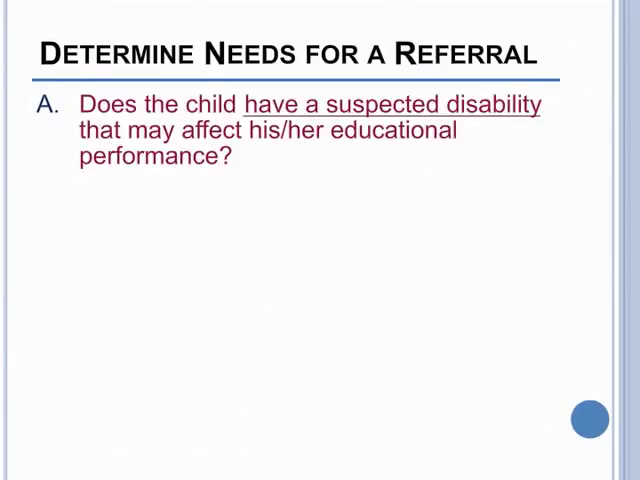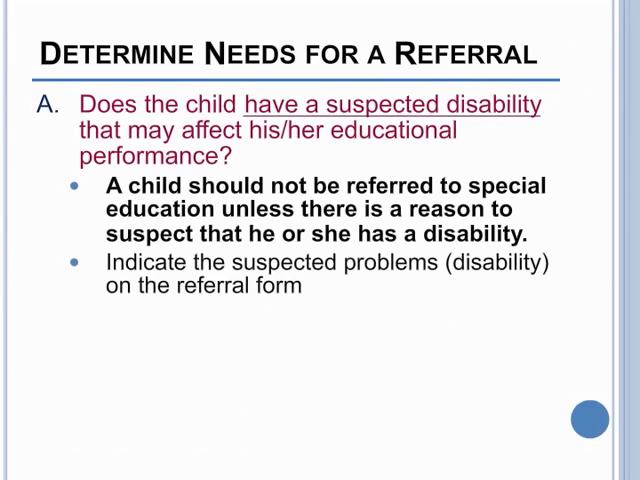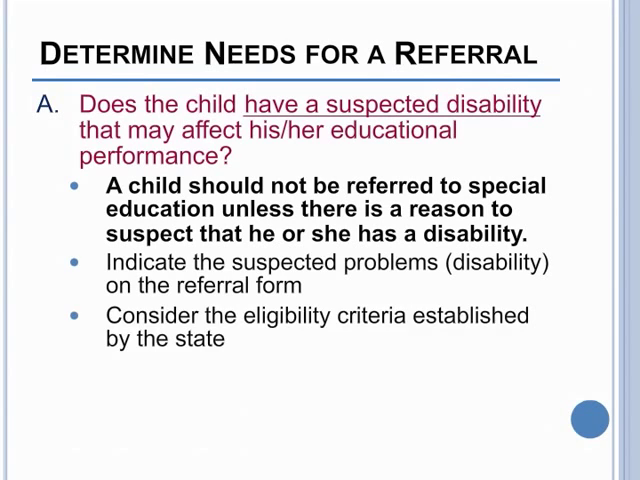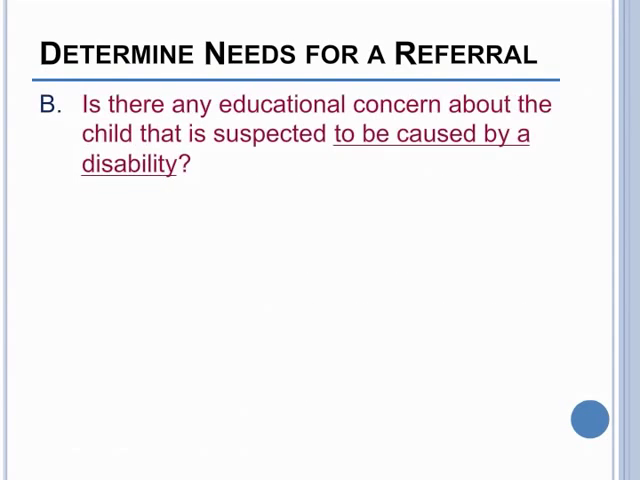First, does the child have a suspected disability that may affect his educational performance? A child should not be referred to special education unless there is a reason to suspect that he or she has a disability. You must indicate the suspected problems on that form, and you have to consider the state eligibility criteria and rule out that there is a cause other than the disability.